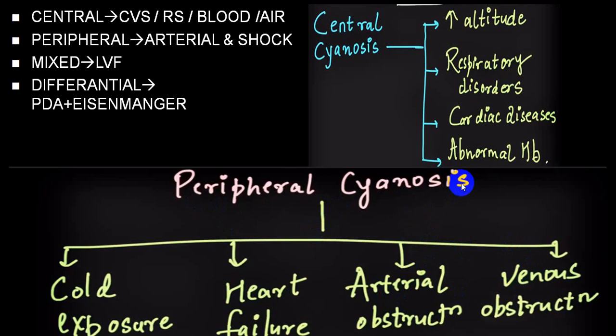Also, do not forget, peripheral cyanosis can also be a part of acute left ventricular failure or acute congestive heart failure, as well as in a case of polycythemia rubra vera or polycythemia, where hemoglobin is markedly elevated.